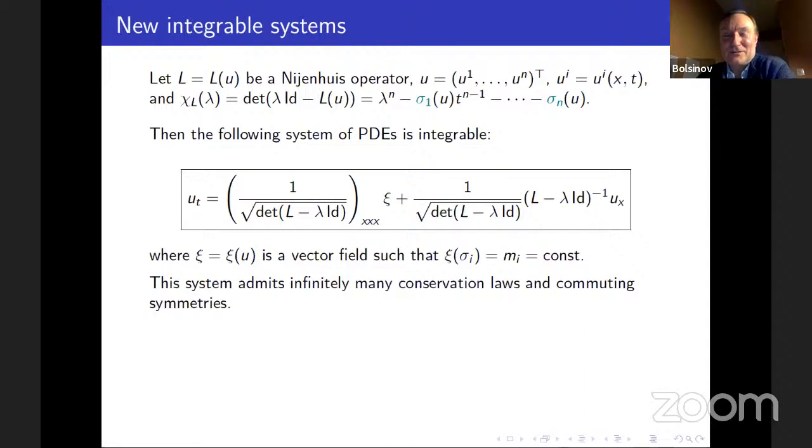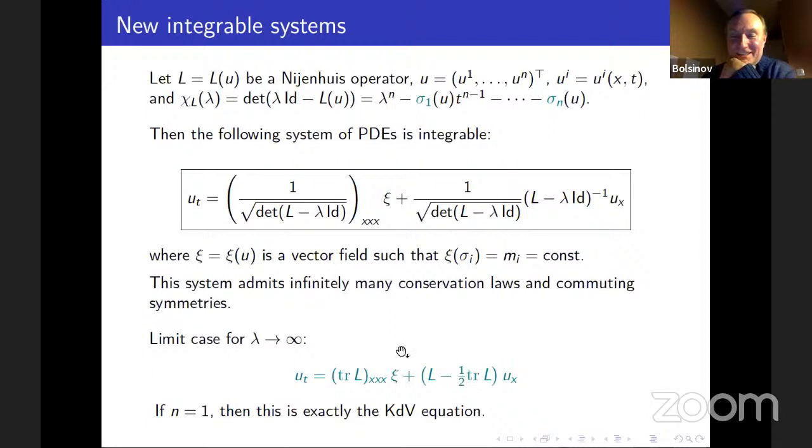This is interesting because it depends on lambda as a parameter. So what happens if lambda tends to either zero or infinity? If it tends to infinity, then this equation becomes much simpler. And in dimension one, you remember we work on an n-dimensional manifold, so u is a multi-component function. If we have only one component, then you will get exactly the KdV equation. So the integrable system includes, with one particular value of the parameter, the multi-component KdV system too, which is nice.